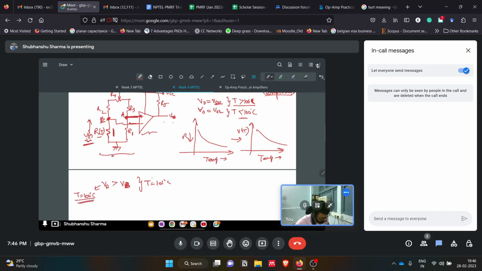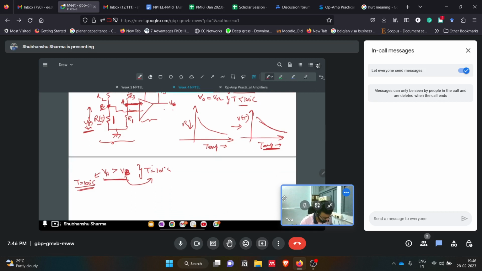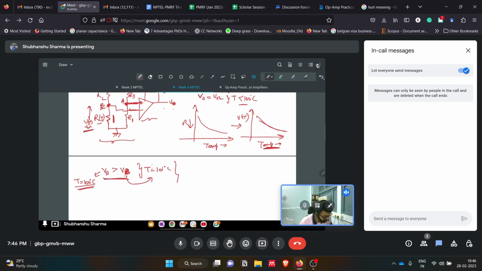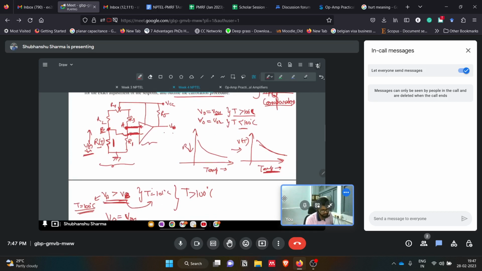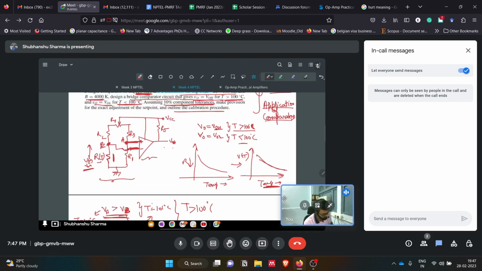And VB is the voltage at 101 degrees Celsius. So it will be reducing as the temperature is increasing for the thermistor; the voltage will be reducing. So once this condition is achieved, which is basically T greater than 100 degrees Celsius, then VA will be greater than VB, so our output will become VOH. Okay, VA will be greater than VB, so then output will be high. So that's what we want here.